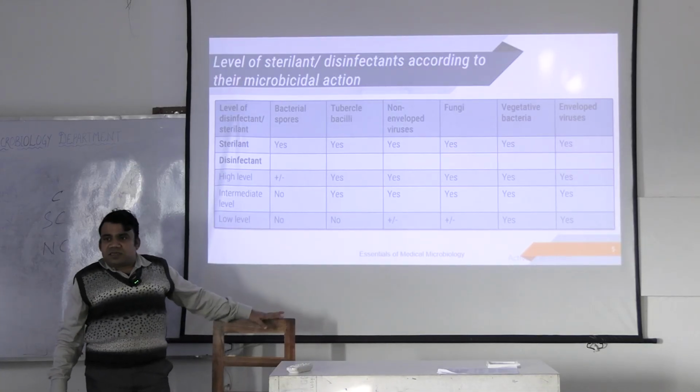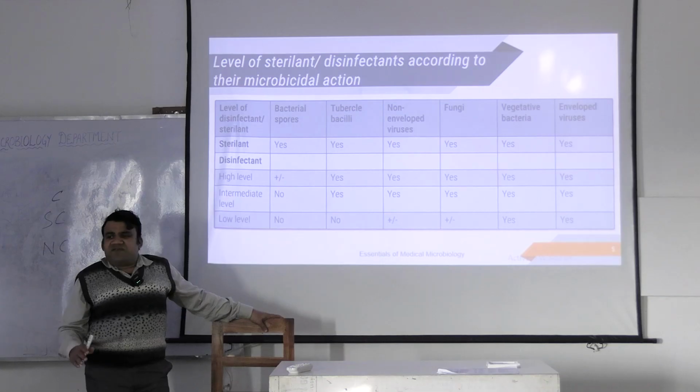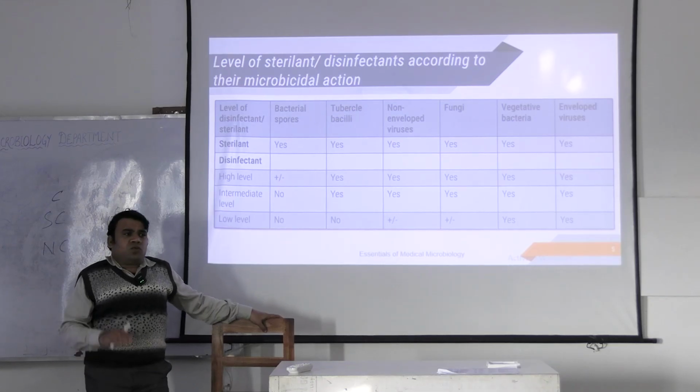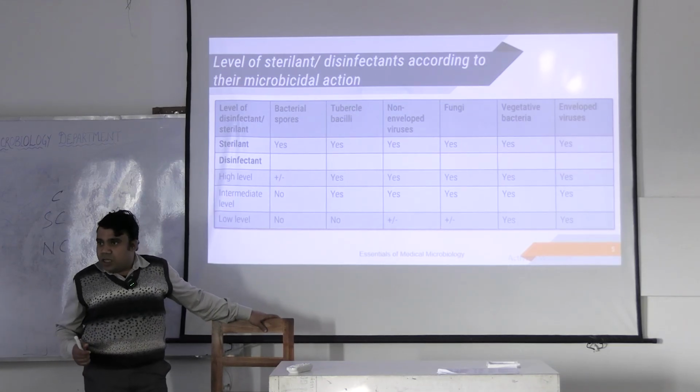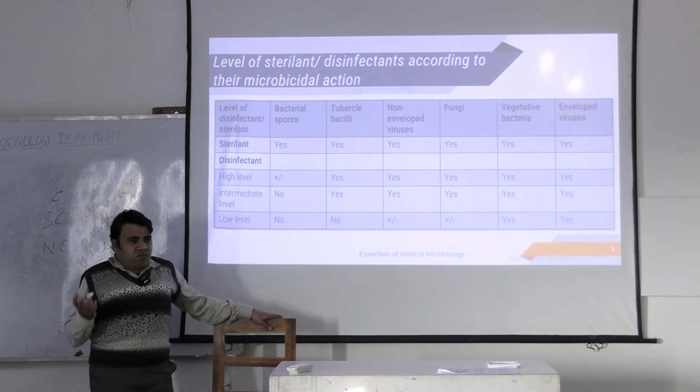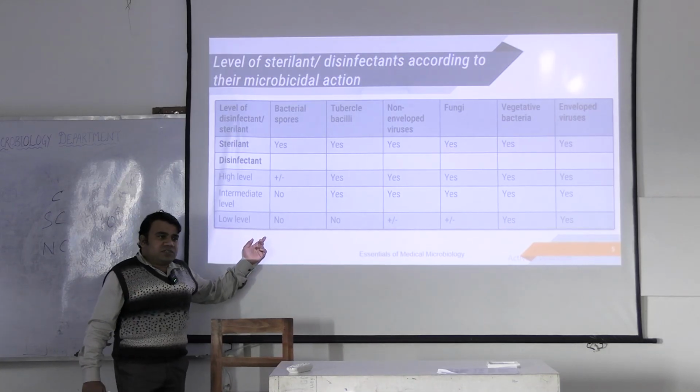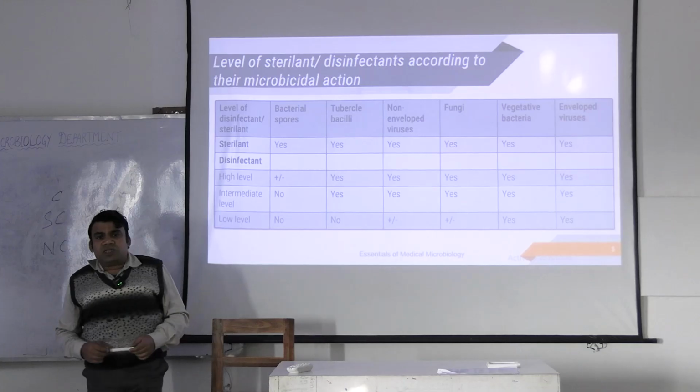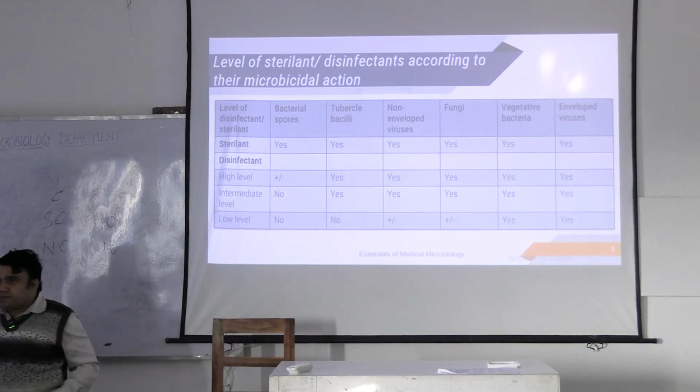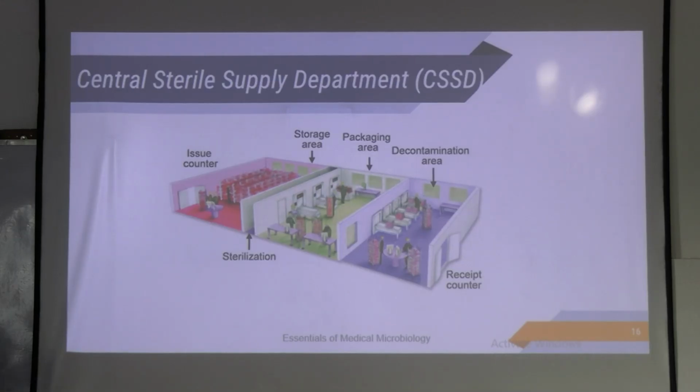If you understand this, now you can stratify and classify what to use and when to use. If we are using it on hands, obviously we have to use low level disinfectants because we are dealing only with vegetative bacteria. Okay. The last part is you should all be aware of this particular department. This department is present in all hospitals. This is called the Central Sterile Supply Department.